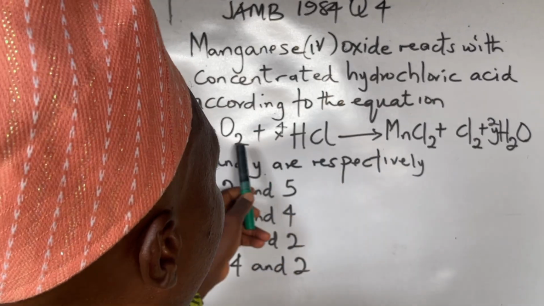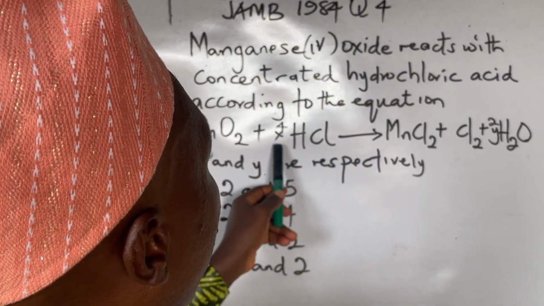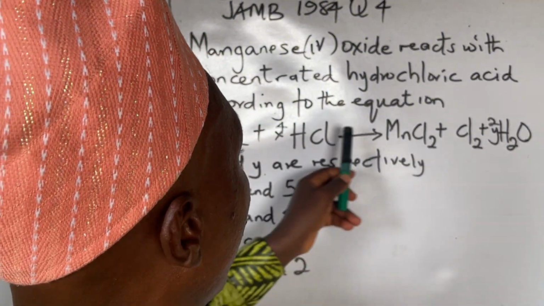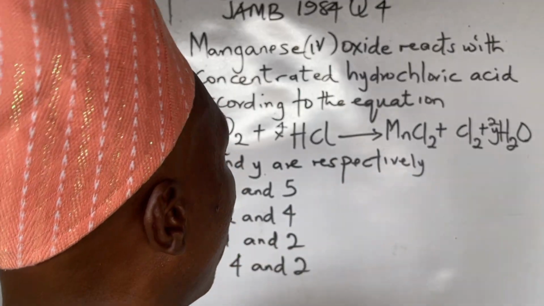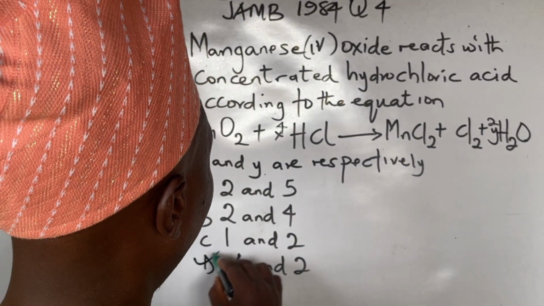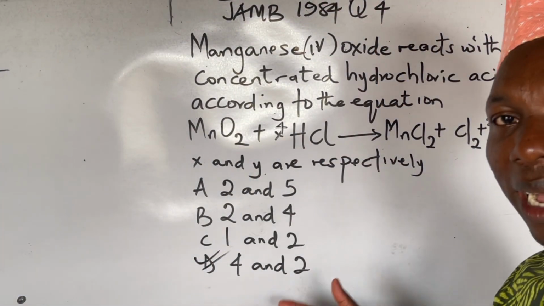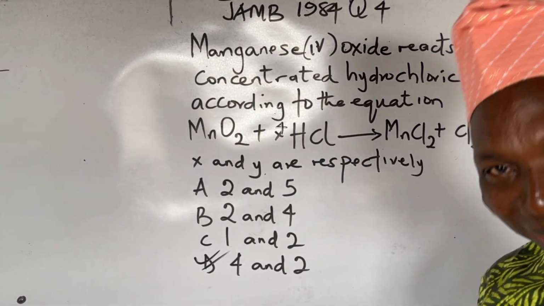So let's say it now. Manganese, oxygen 2, oxygen is 2. 4 hydrogen, chlorine is 4, chlorine is 4. So the respective values of X and Y are 4 and 2. So this is how to balance and solve this JAM past question.